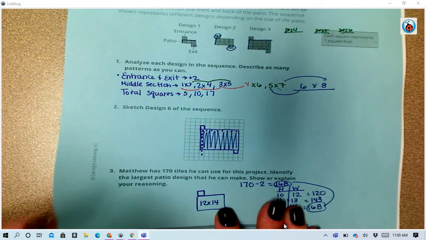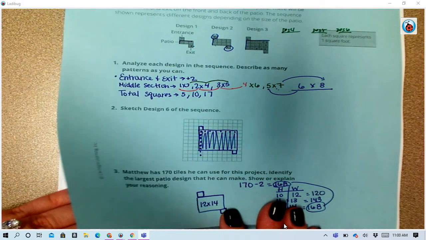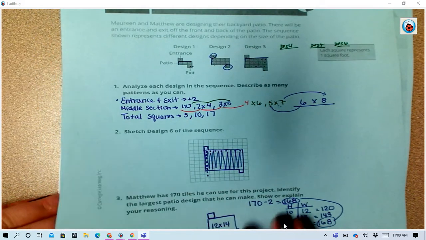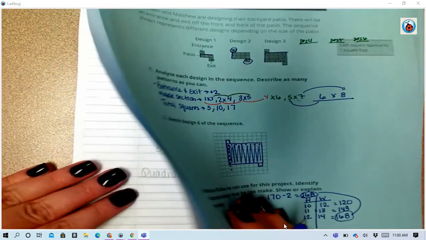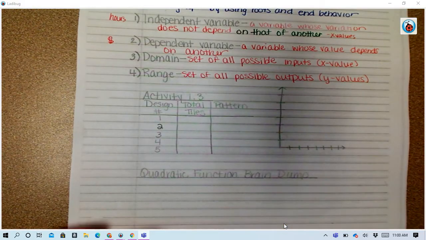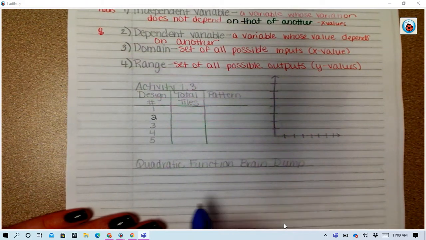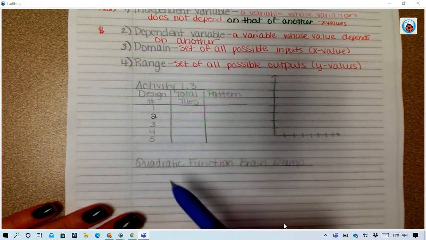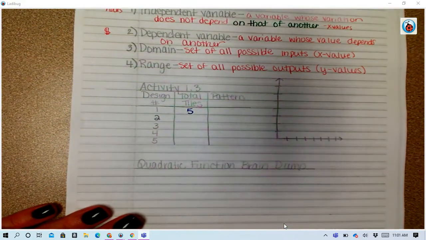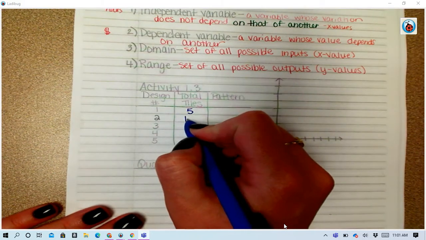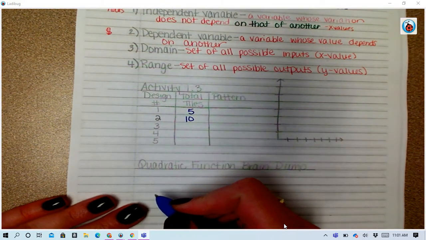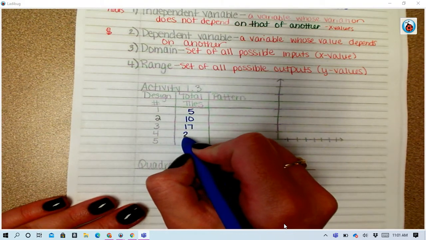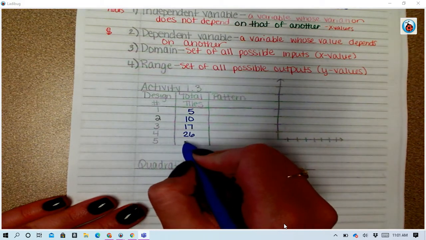So let's go ahead and go back to the notes that we've got going on here. And let's fill out this chart. So in design number 1, how many total tiles were there? There were 5. In design 2, there were 10. In design 3, there were 17. In design 4, there were 26. And in design 5, there were 37.